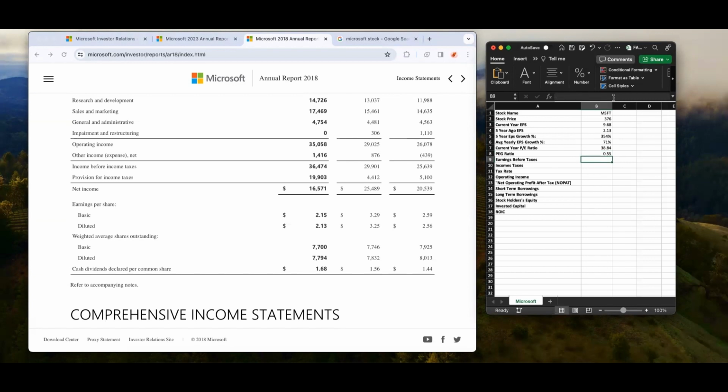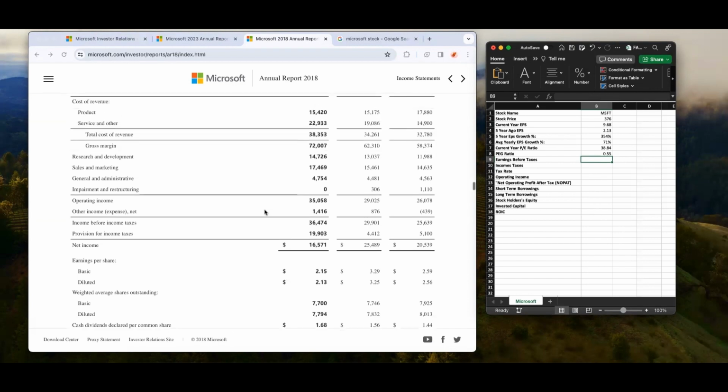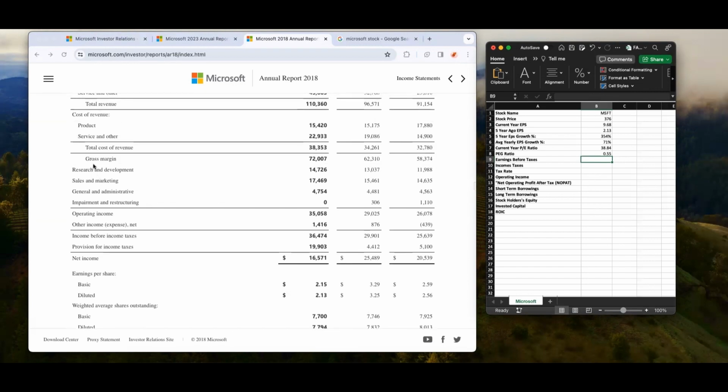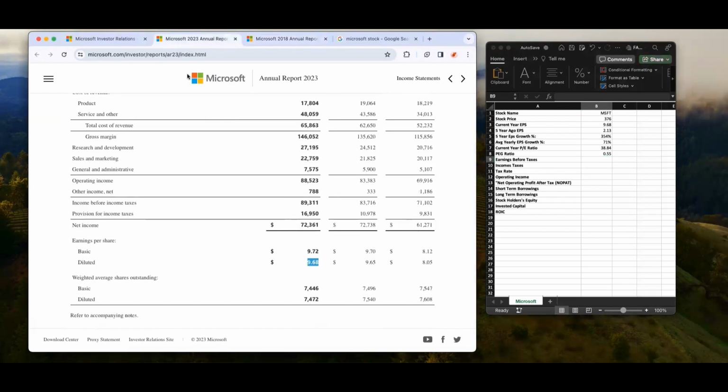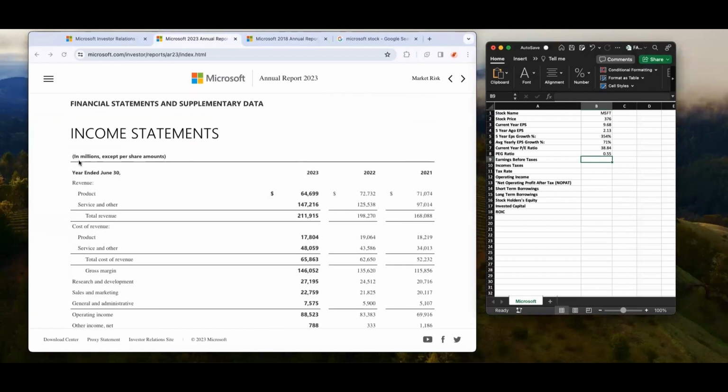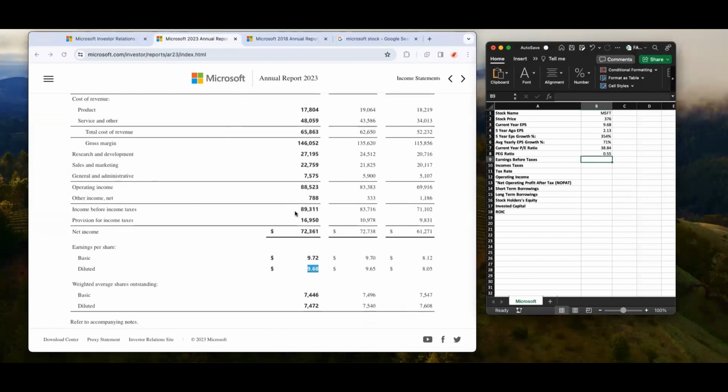Earnings before taxes. How do we find the earnings before taxes? We can go here and there would be earnings before income taxes. This is for 2018, we need to find it for 2023. So earnings before income taxes is 89.31. Everything is in millions, so it would be divided by 1000, that is billions, at 89.311 billion.